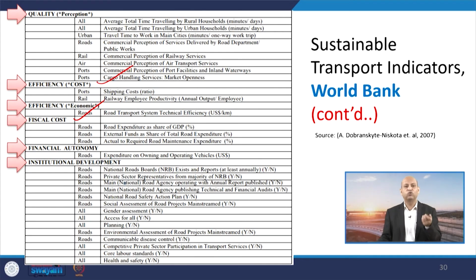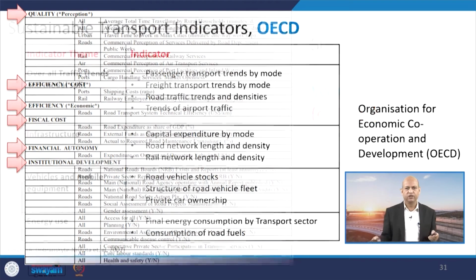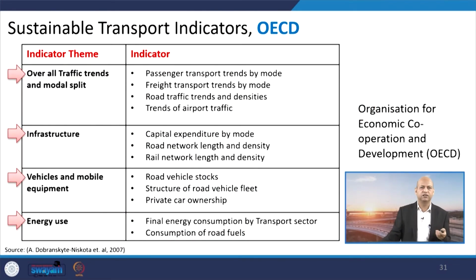When they want to fund some transit oriented development or metro or big transportation or expressways or highways, then they have to judge or assess that particular project based on these indicators. Okay. Similarly, the indicators of the sustainable transport is proposed by OECD, Organization of Economic Cooperation and Development.